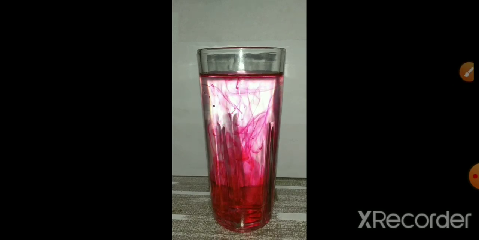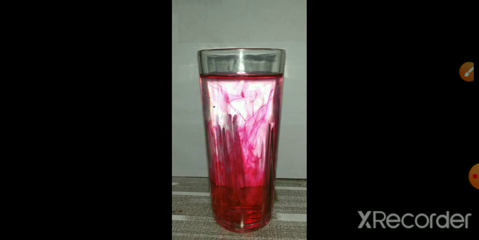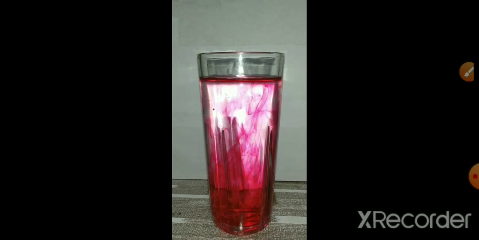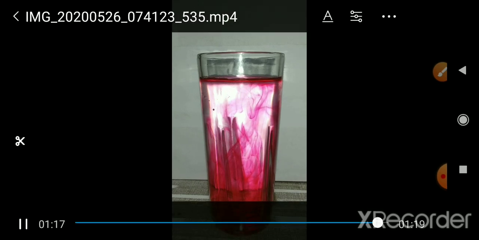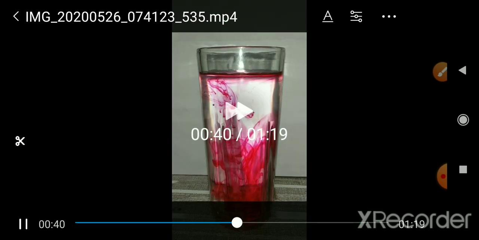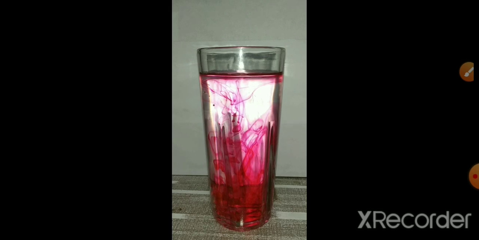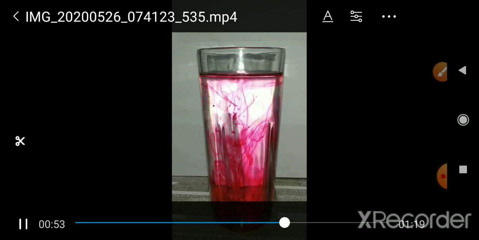Just like the particles of the dye, the particles of water and the particles of every matter in this universe are in motion, and for this motion they also possess kinetic energy. We can also see that the particles of water and the particles of the dye are getting mixed with each other on their own, and this intermixing of particles on their own is called diffusion.